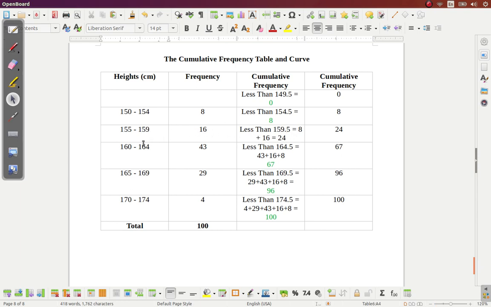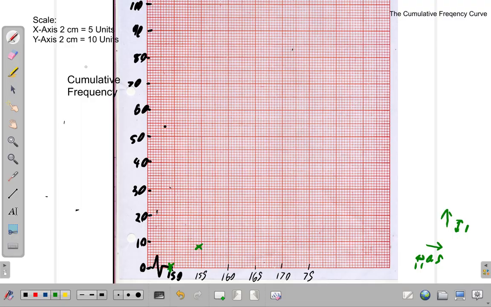Now, at the beginning of the 3rd class, the lower boundary is 159.5. How many people fell below the 159.5? How many were shorter than 159.5? You have the 16 plus the 8. A total of 24 were shorter than 159.5. So you're going to locate 159.5, 24.